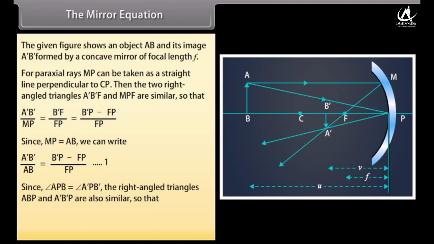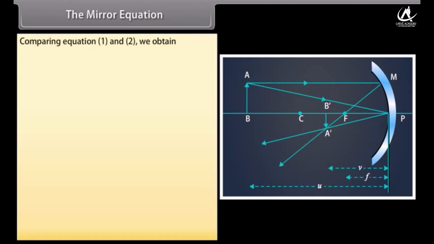Since angle APB is equal to angle A'PB', the right-angle triangles ABP and A'B'P are also similar, so that A'B' by AB is equal to B'P by BP. Name it as 2. Comparing equations 1 and 2, we obtain B'P minus FP by FP is equal to B'P by BP. Name it as 3.